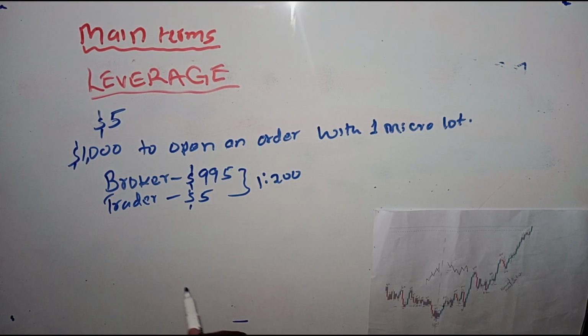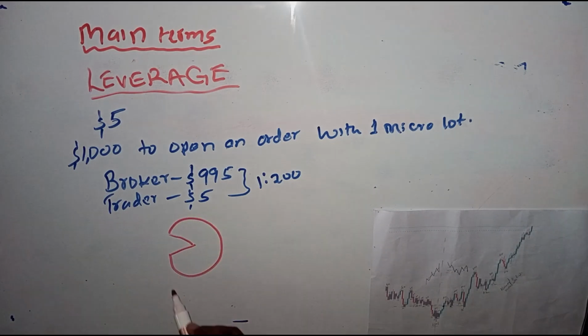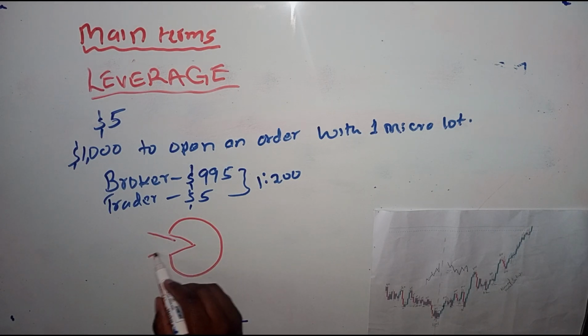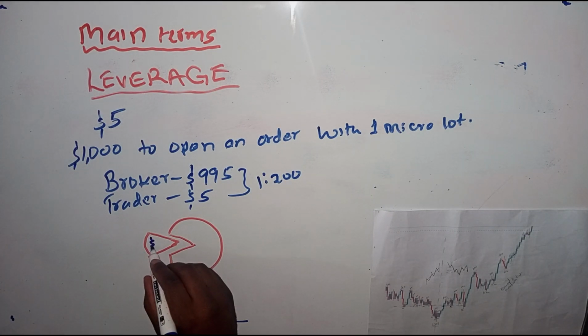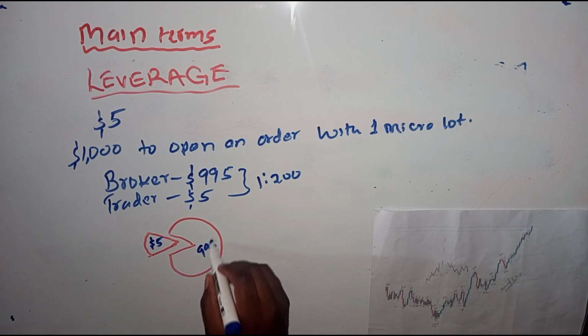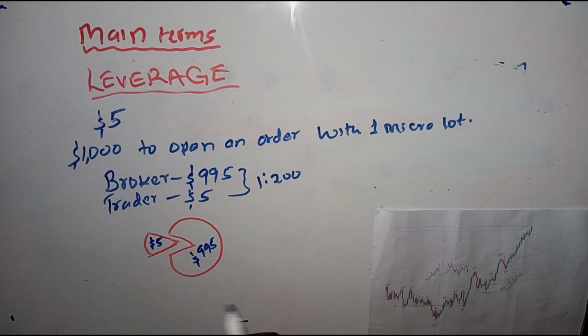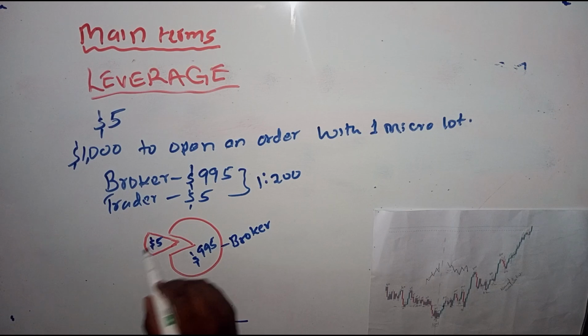Let's just draw something to represent that. Let me say we are drawing something of this kind and something of this kind. This is $5 for the trader, and this is $995. This is the broker, and this is the trader.